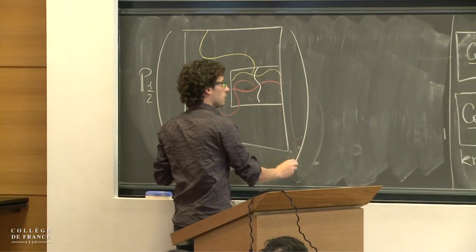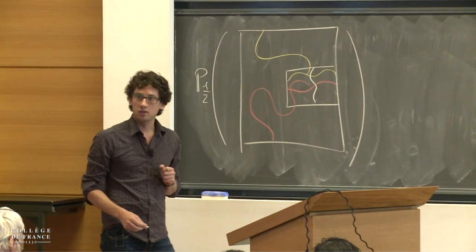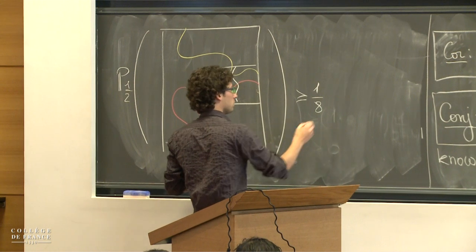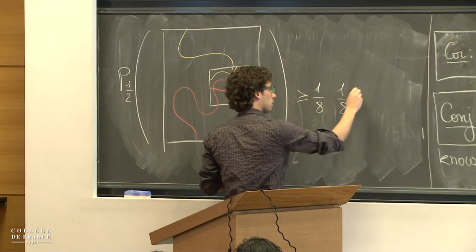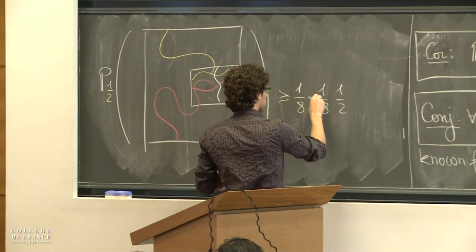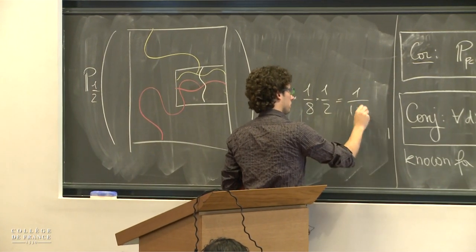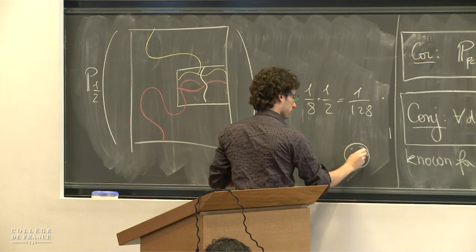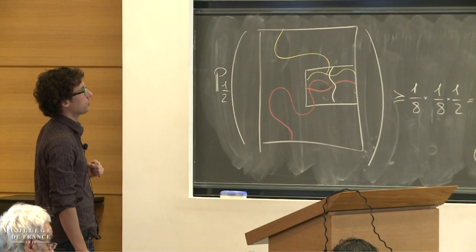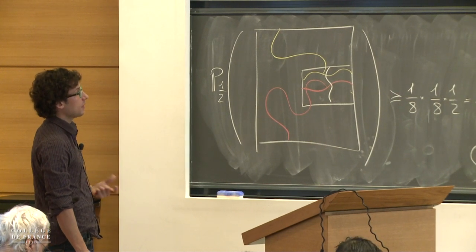So by the FKG inequality, all these events are increasing, so it's going to be larger or equal to 1/8 for the first event, 1/8 for the second, and 1/2 for the last one. And this is the end of the proof. So this is, I think, the shortest way to prove this theorem. Notice that it's based on many, many things.